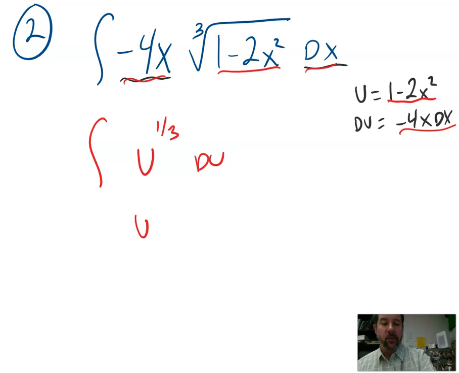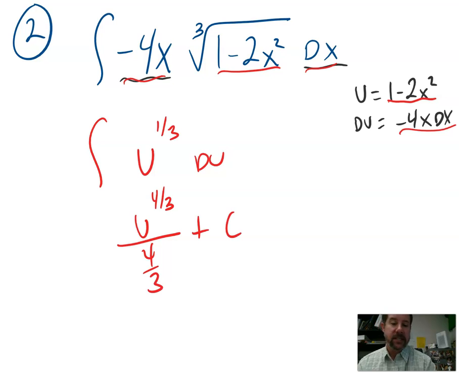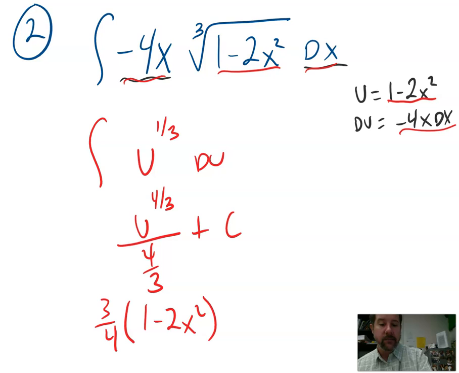All right, now I'm going to integrate this. So if I add 1, I get u to the 4/3 over 4/3 plus c. Or we could say that this is 3/4 times u, where u is 1 minus 2x squared, to the 4/3 plus c. And you can see, hey, when we use u sub, our integration actually turns out really nice. It's not a bad deal and fairly friendly to do.